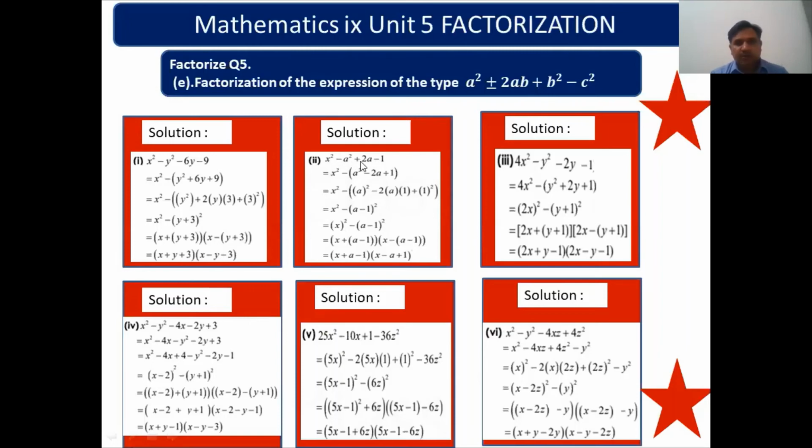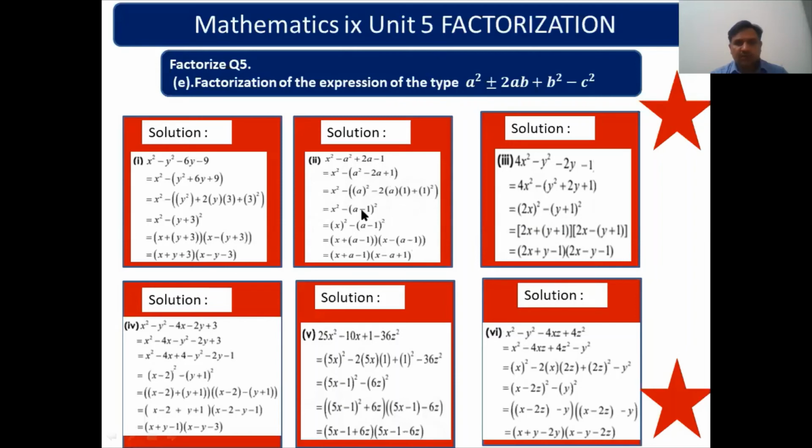x square minus a square plus 2a minus 1. Here we can take minus as a common so that we can write this in closed form. When we take minus as a common, we have x square minus a square minus 2a plus 1. So a square and 1 can be written as 1 square, so minus 2a into 1.